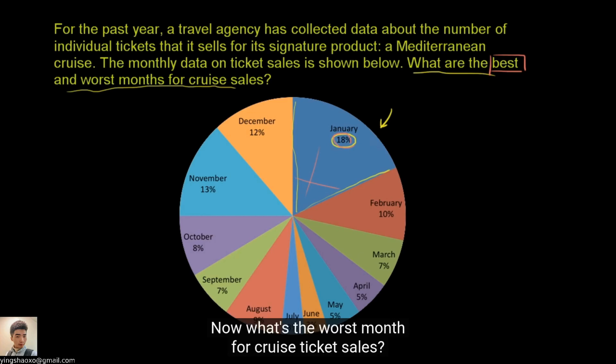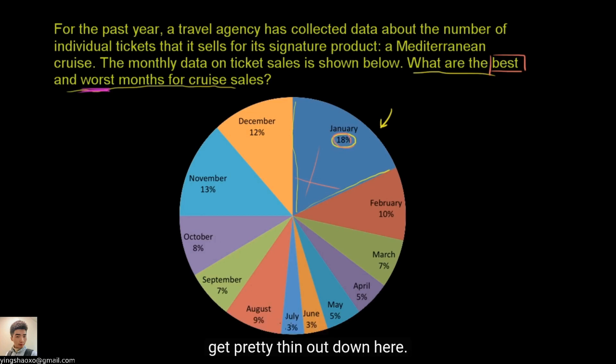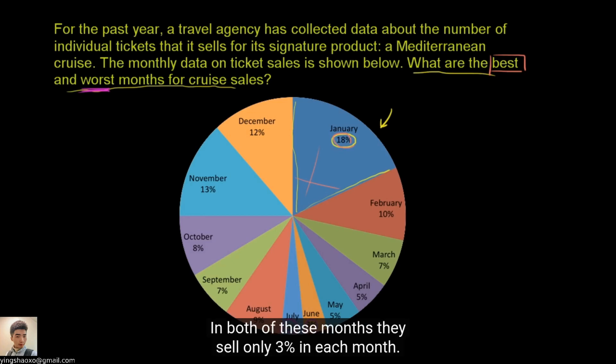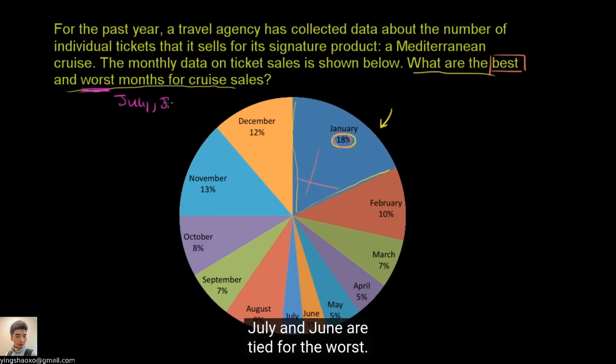Now, what's the worst month for cruise ticket sales? Well, then we just have to find the thinnest slice of pie. And if we look over here, the slices of pie get pretty thin down here. This is in the summer, in June and July. The smallest are actually July and June. And this is where the numbers become useful, because when you just eyeball it, you're not sure, hey, are these exactly the same or are they different? That's where these numbers are valuable. Based on the data they've given us, it looks like these are tied for the worst. Both of these months, they sell only 3% in each month. So the worst months for cruise sales are July and June. July and June are tied for the worst.